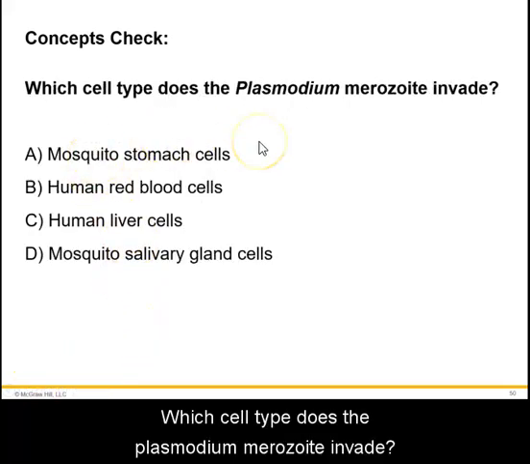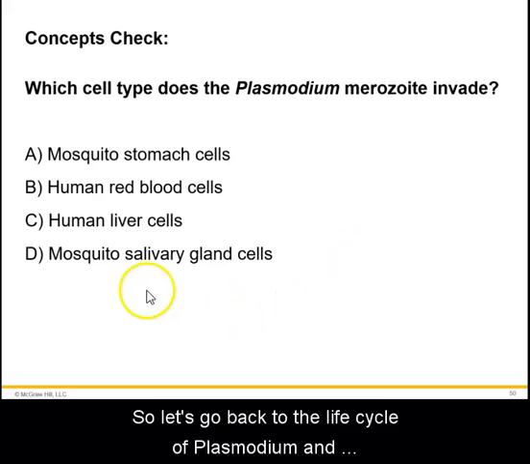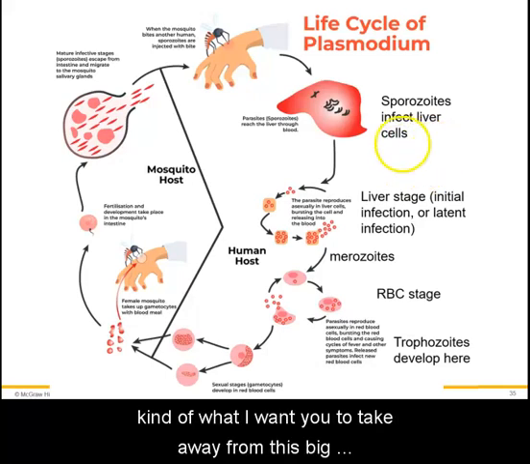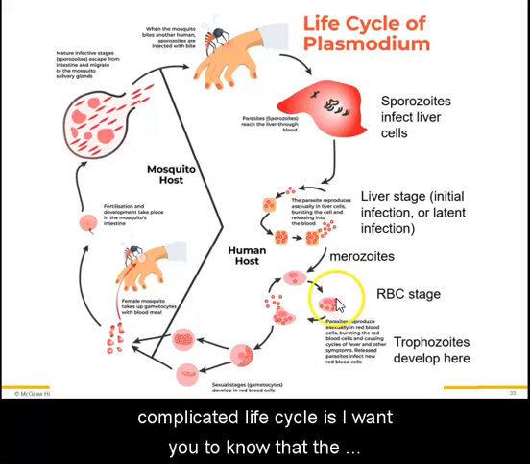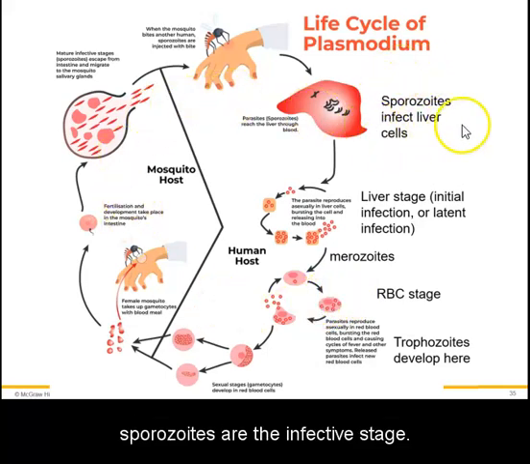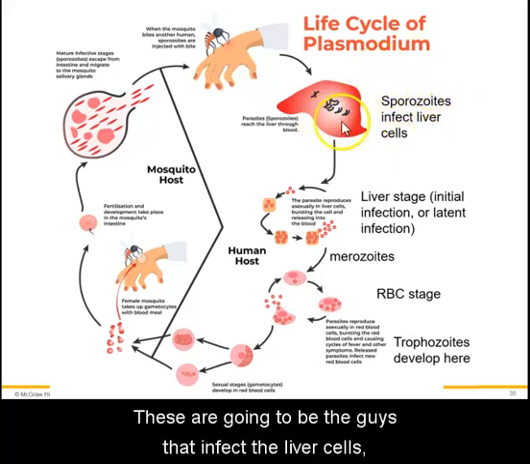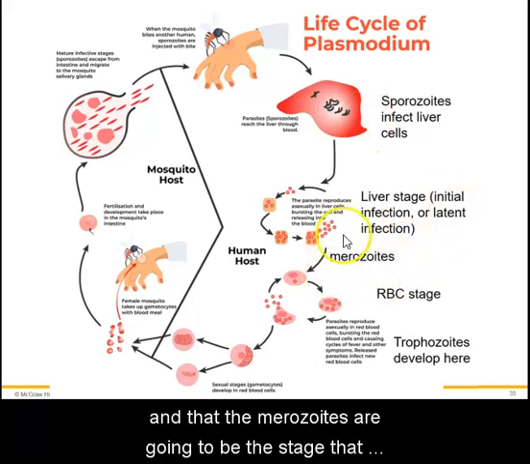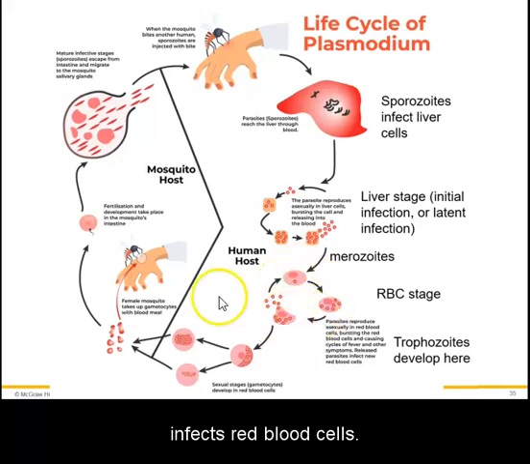Which cell type does the Plasmodium merozoite invade? So let's go back to the life cycle of Plasmodium. What I want you to take away from this big, complicated life cycle is that the sporozoites are the infective stage. These are the ones that infect the liver cells, and the merozoites are the stage that infects red blood cells.